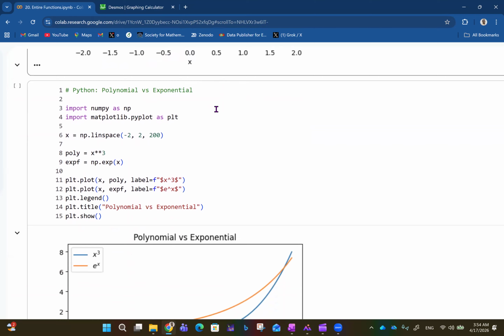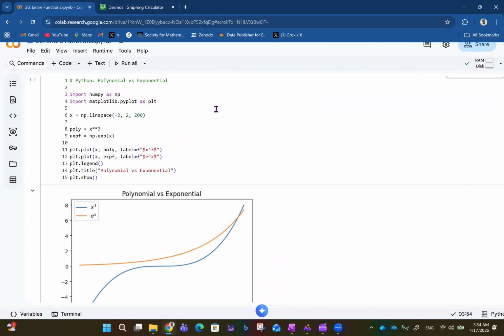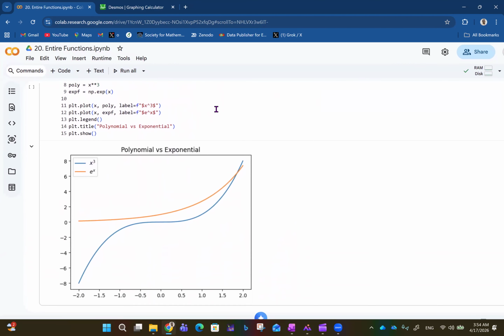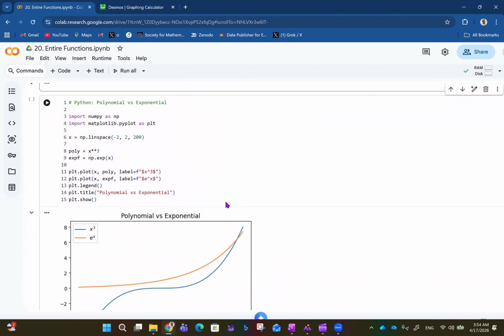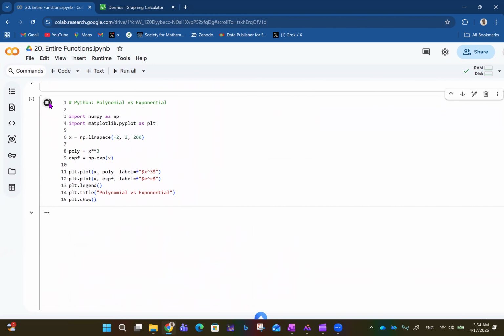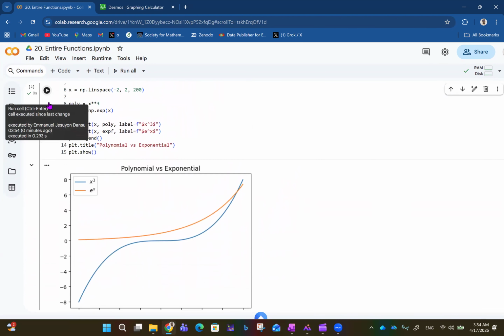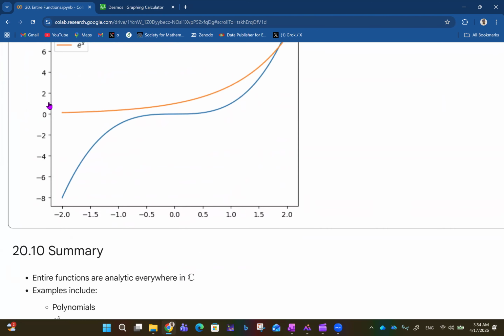Then we have polynomial versus exponential now. So the polynomial is x cubed, that's blue, and then the exponential is e raised to power x, which is orange. So you see all of that there. So that's also an approximation for those two right there. So we can do the approximation.